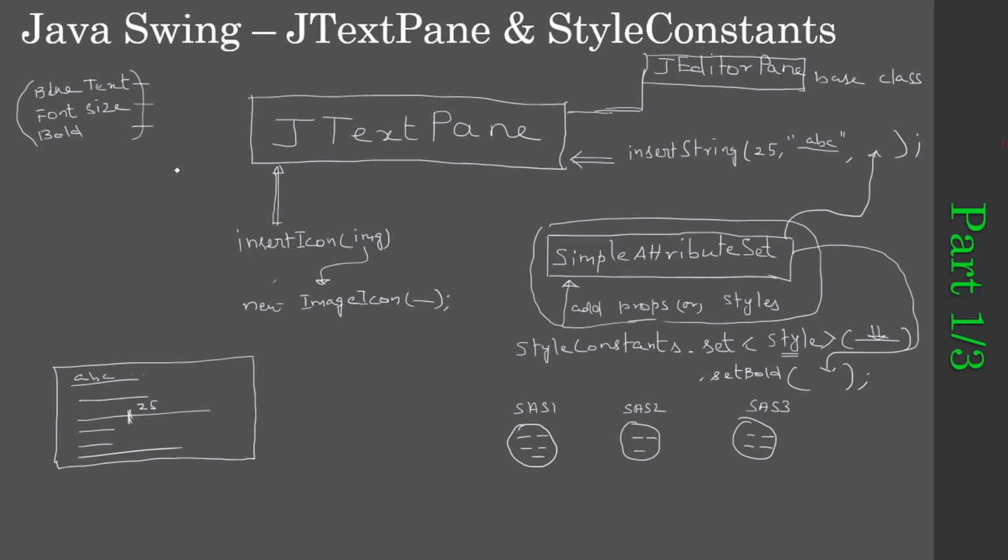Once the JTextPane is ready, you can use a JScrollPane. We already saw this. You construct a JScrollPane and, during construction itself, pass this JTextPane. Then you add this JScrollPane to the content pane, and the content pane will take care of displaying the JTextPane with its text content.